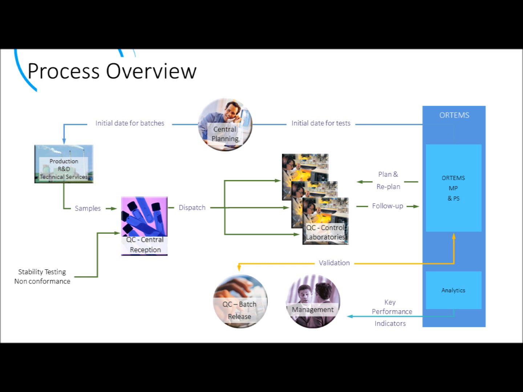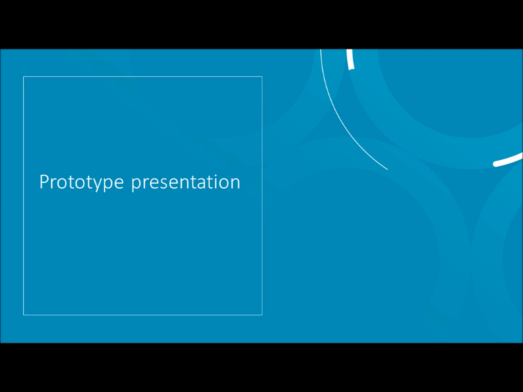At this control laboratories view, Ortems will follow up your different samples and plan and replan your different tests. Ortems will also validate and replan your batch release in order to be in line with your management and your production side. Ortems is also providing analytics and key performances through indicators directly to your management. Let's now have a look at the prototype presentation for your control laboratories.